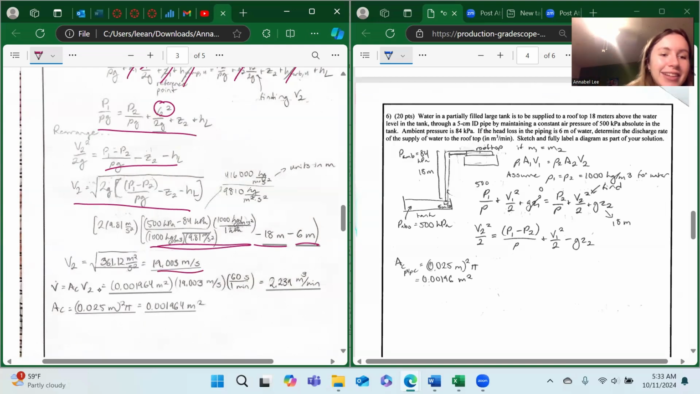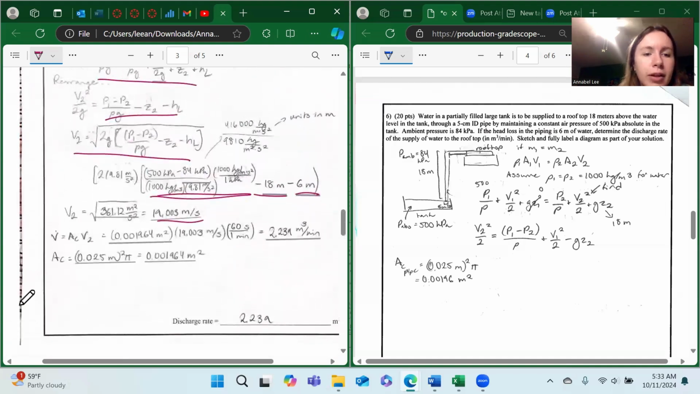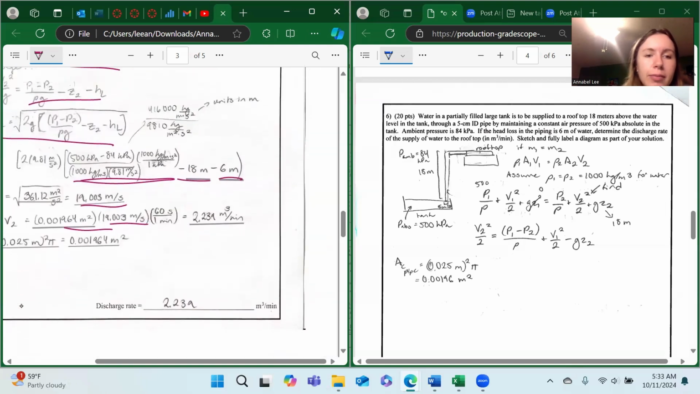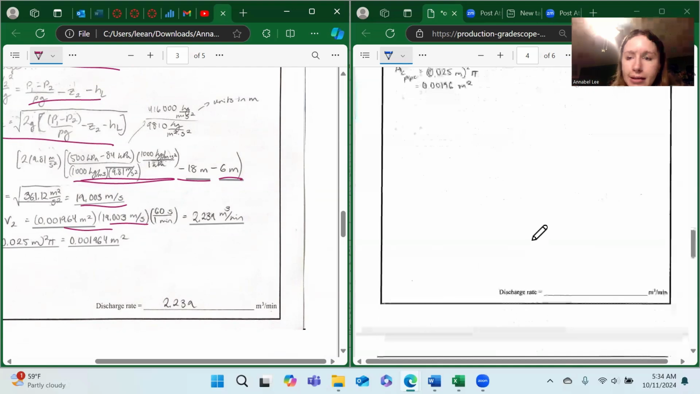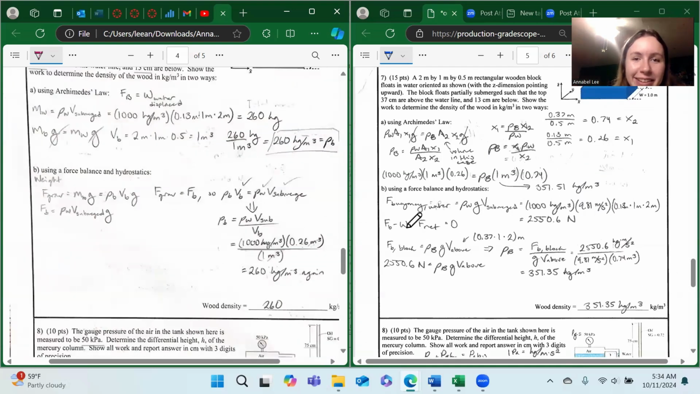Yay. Then you can multiply that by the cross-sectional area of the pipe, which I think is 5 centimeters? Yeah, it was 5 centimeters inner diameter. So just multiply that. And then the answer was in cubic meters per minute. Otherwise, it's going to be per second. So it's 2.239. Yeah, I actually got an answer for that. So nice.